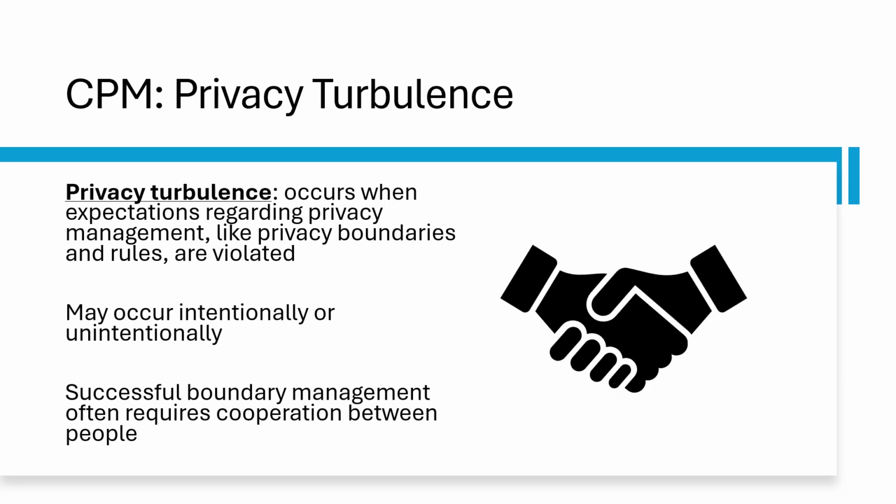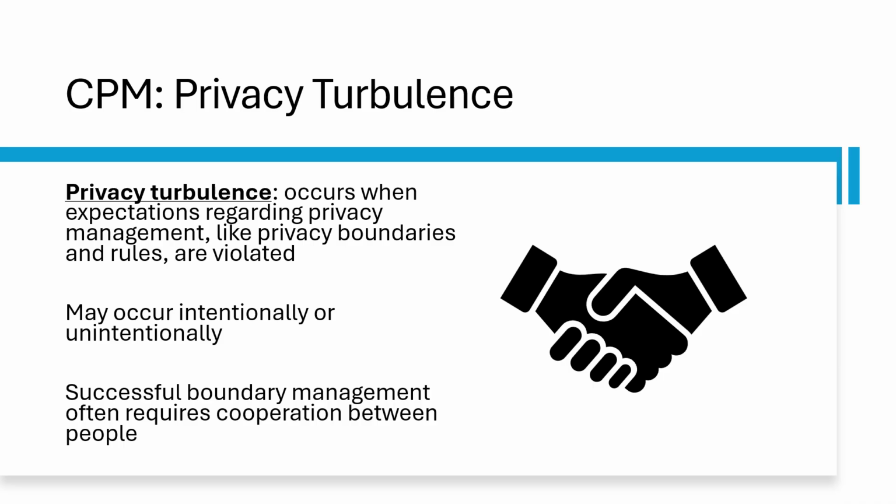All right, so that brings us to privacy turbulence. Co-owners of information sometimes undergo privacy turbulence, which is when new events force you to update your boundary management, often because you, as the original information holder's rules, have been violated. And it could be intentional or unintentional, right?